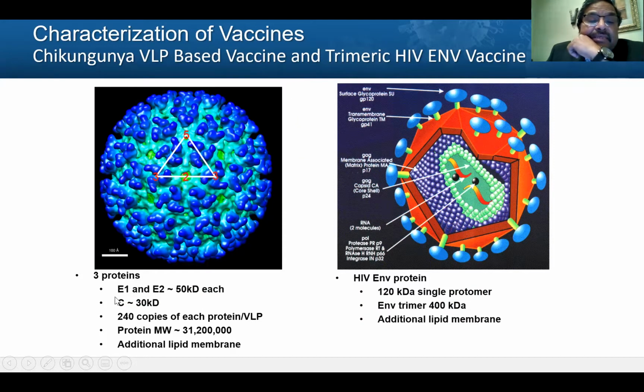The VLP has three proteins: E1, E2, and capsid protein. Together, there are 240 copies of each protein on the VLP. The mass is giant; it's a big structure, about 67 to 68 nanometers. For the HIV example, the trimer is three copies of the HIV envelope protein, GP120. They come together and produce the trimer. The mass is about 400 to 420 kilodaltons.